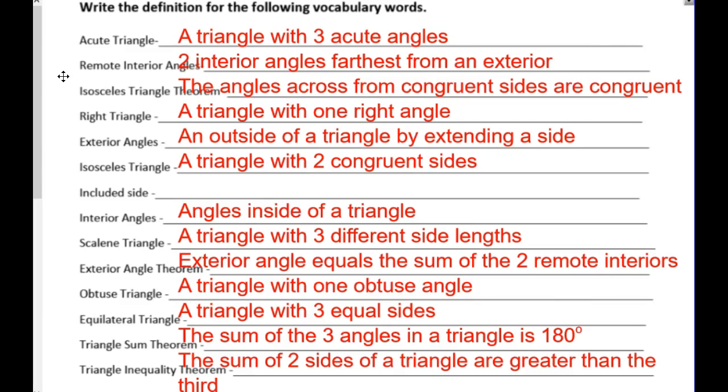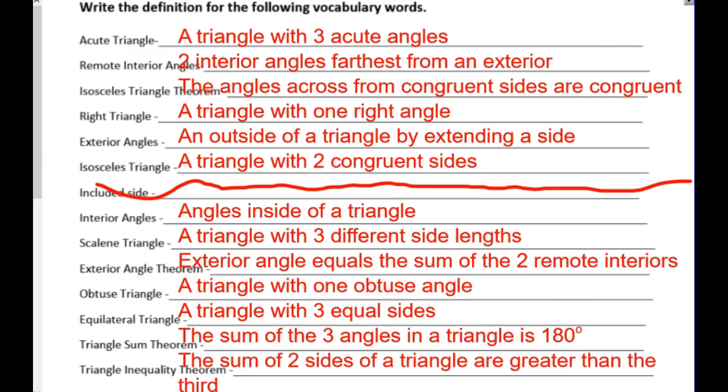Isosceles triangle theorem, the angles across from congruent sides are congruent. A right triangle is a triangle with 1 right angle. Exterior angle is an angle on the outside of a triangle created by extending a side length. An isosceles triangle is a triangle with 2 congruent sides. We don't need included sides, so scratch that out for now. We will get to included sides later.